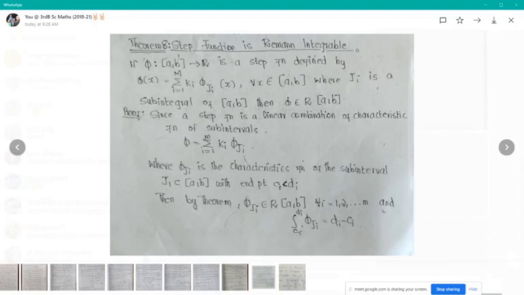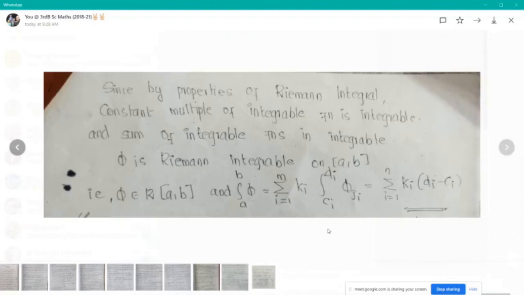Then by the above lemma, the characteristic function on any subinterval of a closed and bounded interval is Riemann integrable, and the value of the integral on that subinterval is equal to the length of the subinterval, that is di minus ci. Therefore, a constant multiple of a characteristic function, ki into chi Ji, is also integrable, since a constant multiple of a Riemann integrable function is integrable. And since a sum of Riemann integrable functions is Riemann integrable, a finite sum of Riemann integrable functions is Riemann integrable. Therefore, the step function phi is Riemann integrable on the closed interval [a, b].